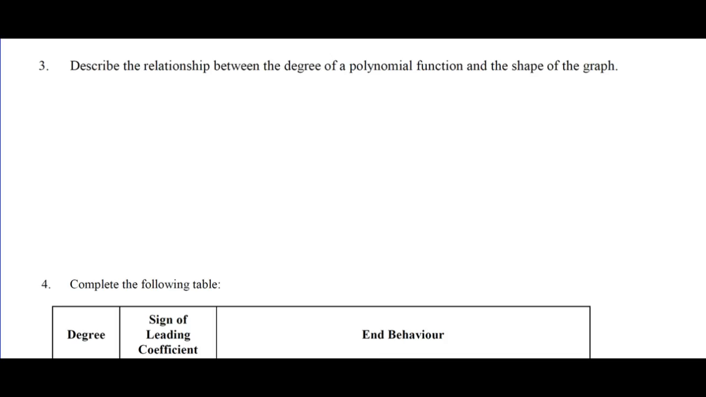Describe the relationship between the degree of the polynomial function and the shape. So I'm going to let you do that. So the shape would be the turning points, x-intercepts, right? All of that good stuff.